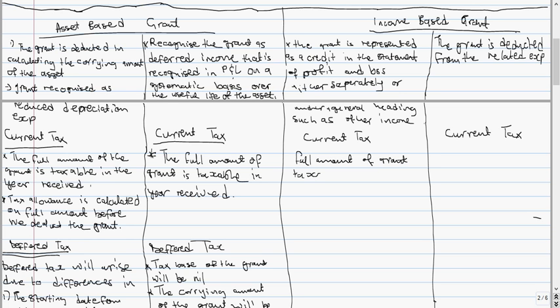Taxed in year received. And here again, full amount taxed in year received. Alright, so that's how you treat those two there.